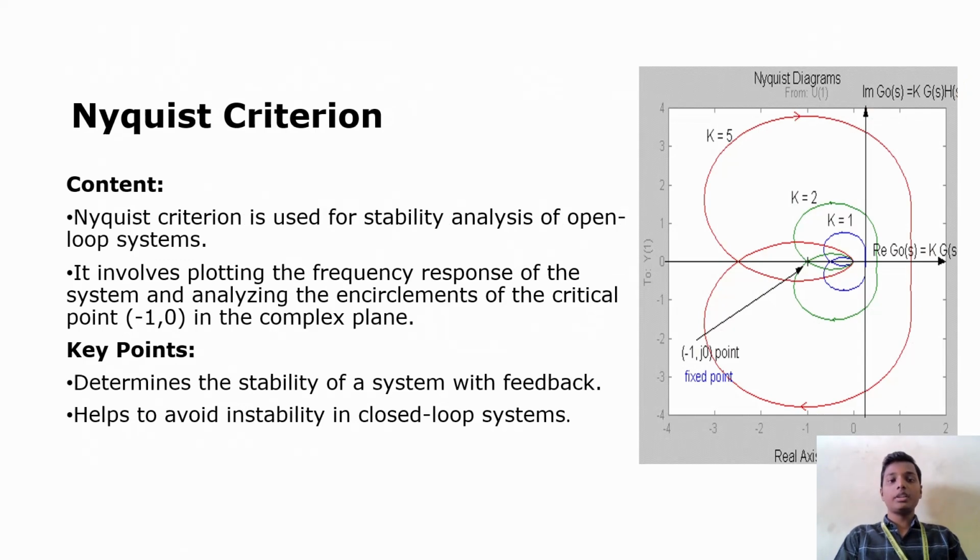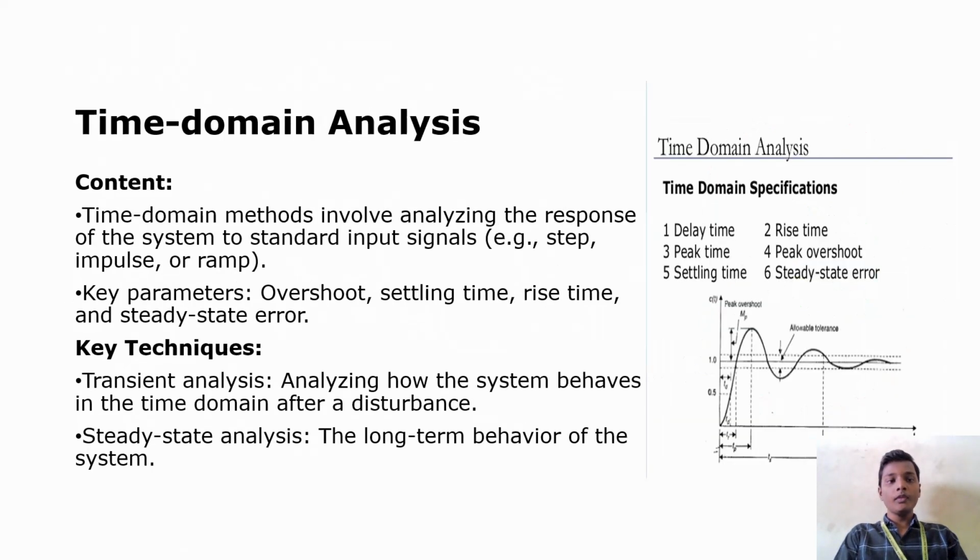Third one, Nyquist Criterion. Nyquist Criterion is used for stability analysis of open loop systems. It involves plotting the frequency response of the system and analyzing the encirclements of the critical point (-1, 0) in the complex plane. Key points: determines the stability of a system with feedback, helps to avoid instability in closed loop systems.